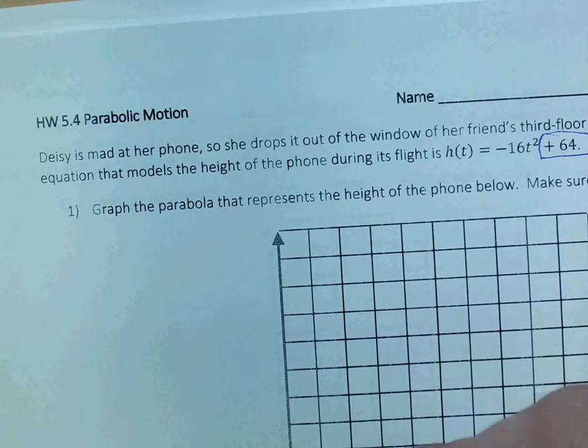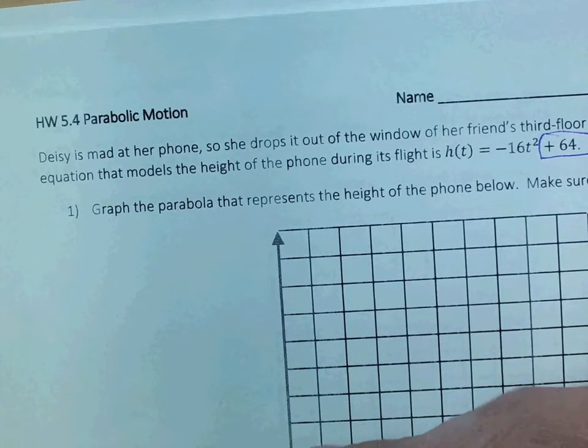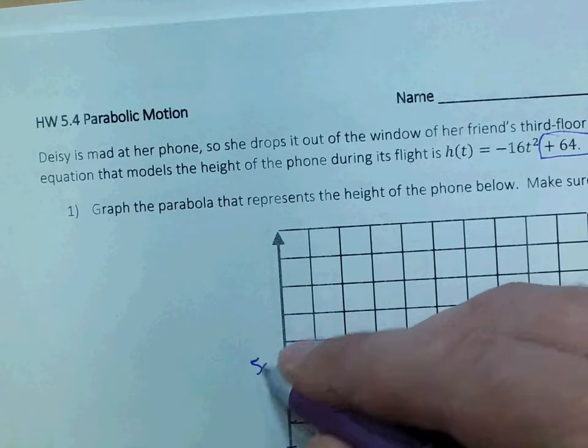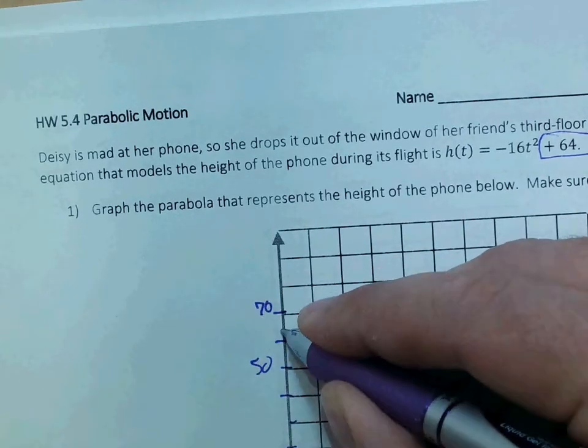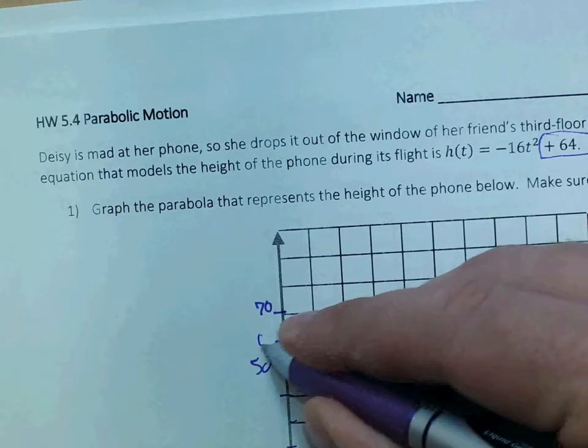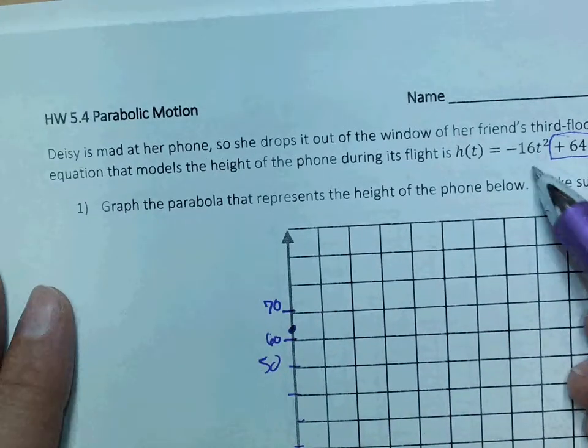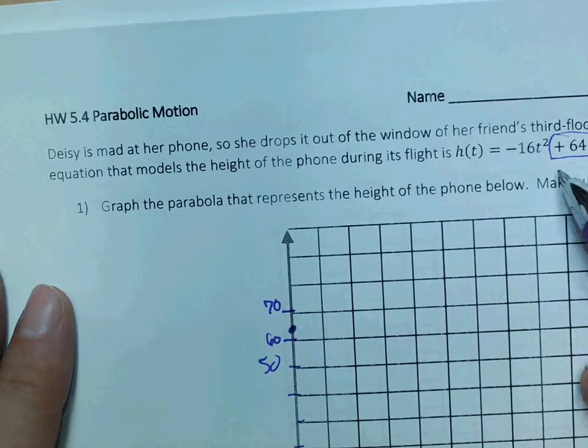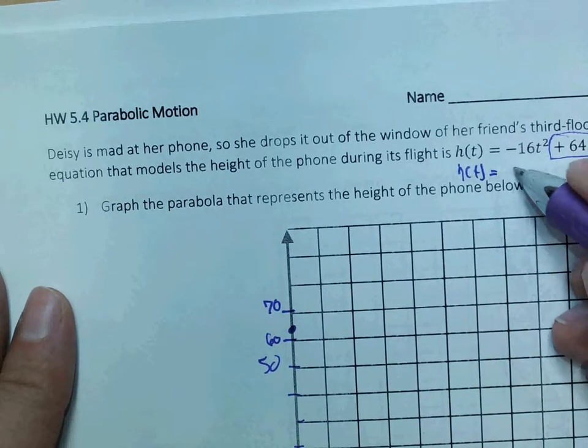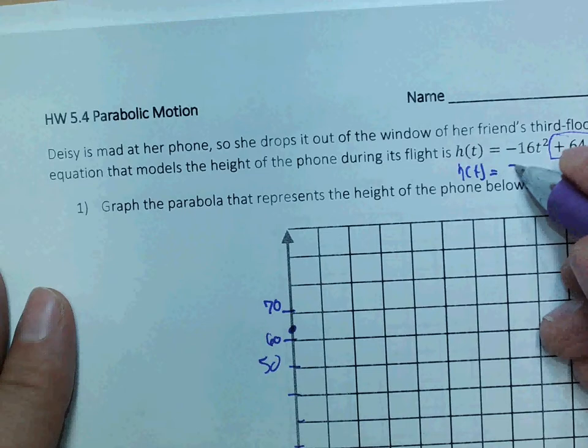This is in standard form. So I'm going to go up by tens here. 10, 20, 30, 40, 50, 60, 70. So 64 would be right around here, just a little bit below, between 60 and 70. I'm going to go ahead and factor this. I'm going to put this in factored form. I can factor out a common factor.